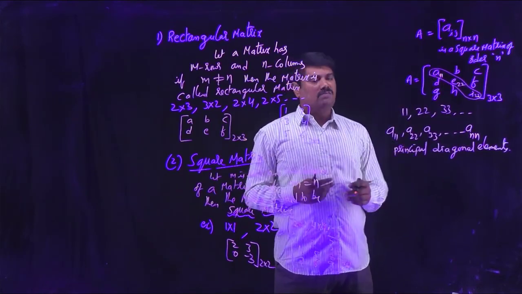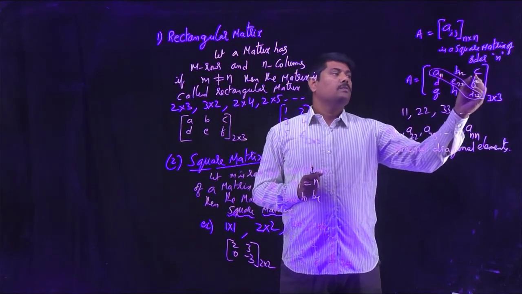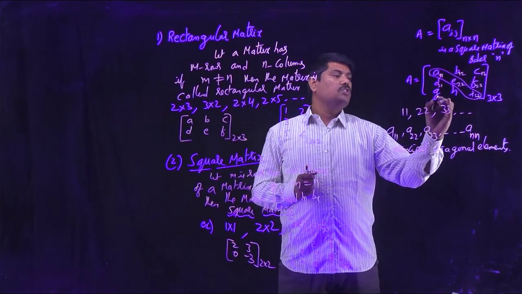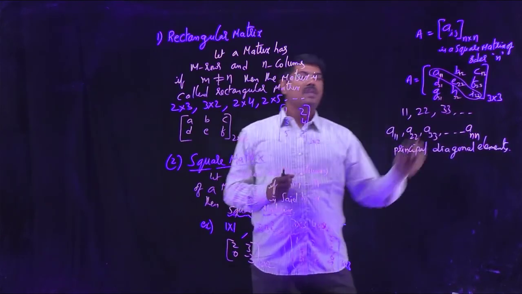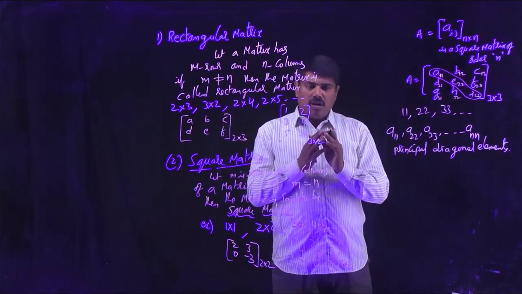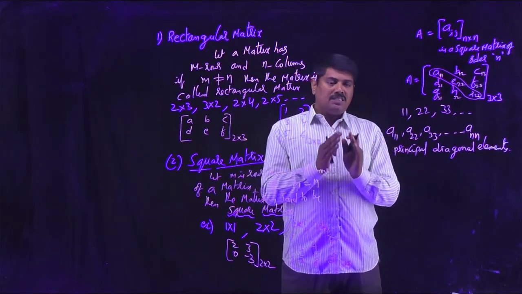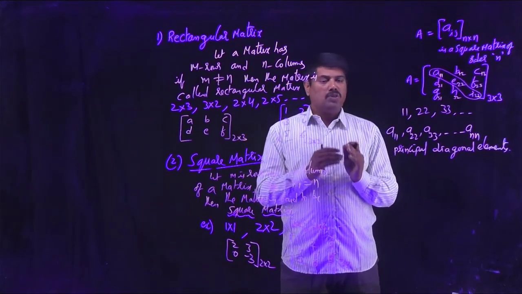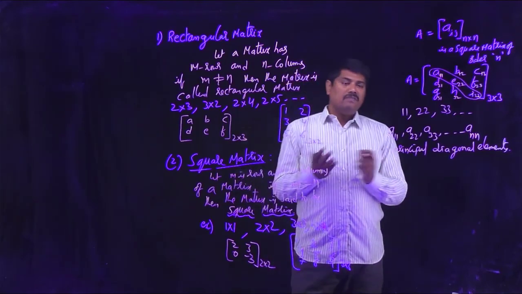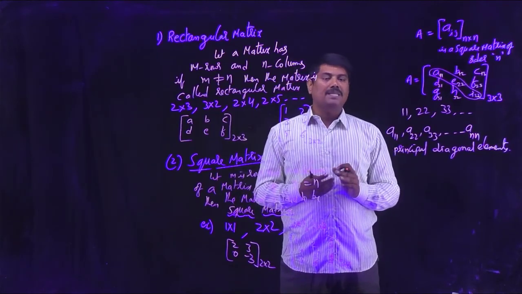Whereas for the other elements, let me check what their positions are. Position of B is 1 2, first row, second column. Position of C is 1 3. Position of D is 2 1. F is 2 3. G is 3 1. H is 3 2. So you can observe the positions of the remaining elements, their row number and column number are not equal. So you have to remember, in a square matrix, the elements having row number and column number both equal are called principal diagonal elements, and the remaining elements, having different row number and different column number, are said to be non-diagonal elements, non-principal diagonal elements.